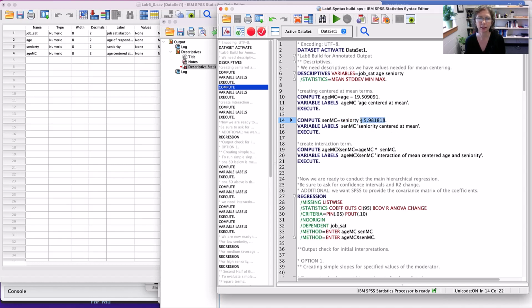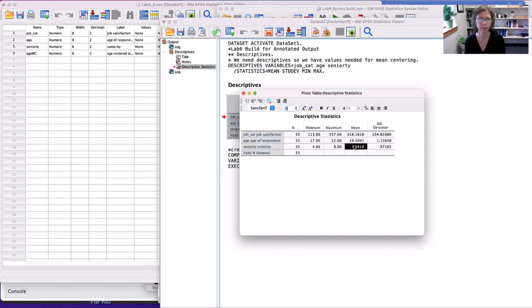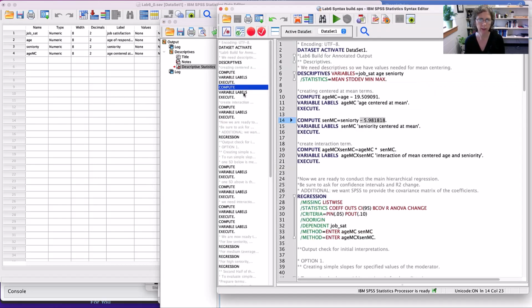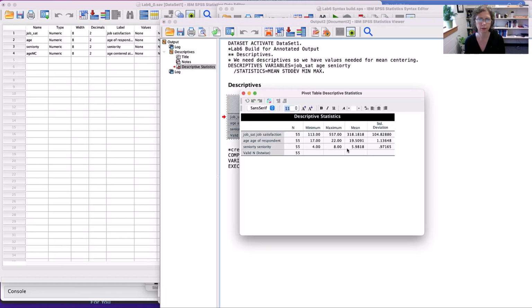And then the mean that we can get from the descriptives we already ran, right? 9818. And on the syntax, I used the longer one, 981818. Is that what it is? I want to make sure now. Yeah, 1818 when you get the whole number. Okay.